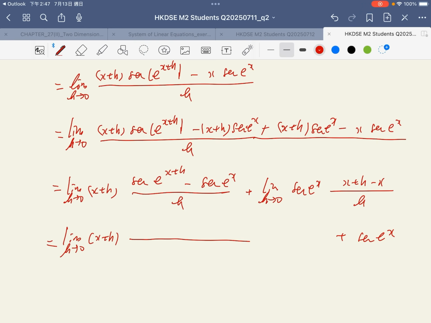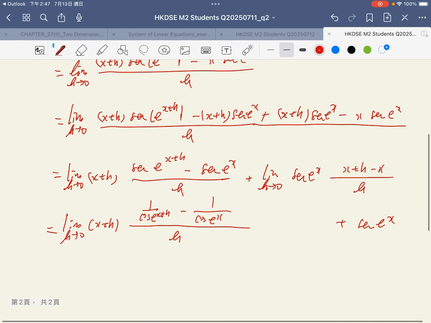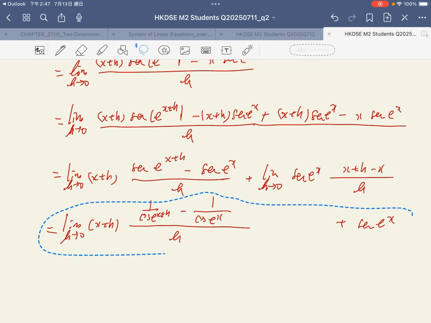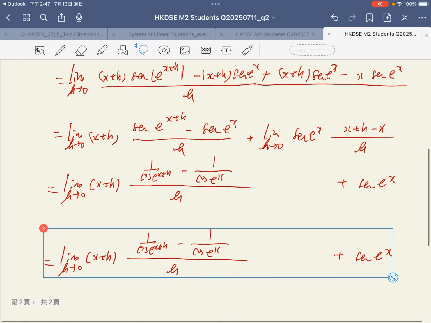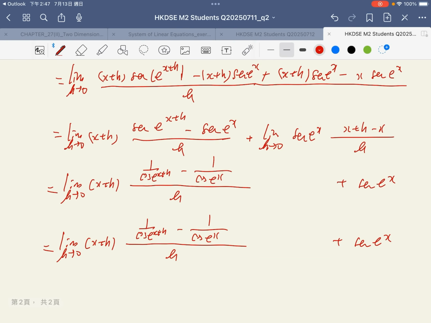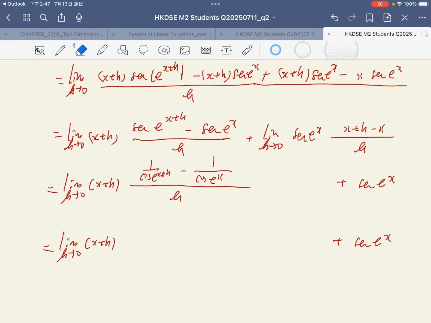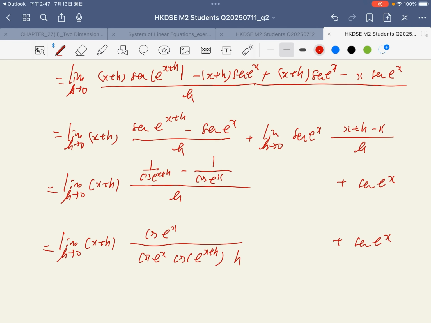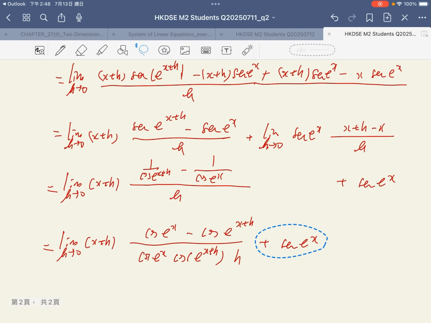sum to product. That's 1 over cosine minus cosine, and factorize. Make a common denominator and also factorize. Let me see, the common denominator should be h cosine e^x cosine e^(x+h), and h, and then this is the cosine e^x minus cosine e^(x+h) plus this term plus this one. Okay, I make it close.